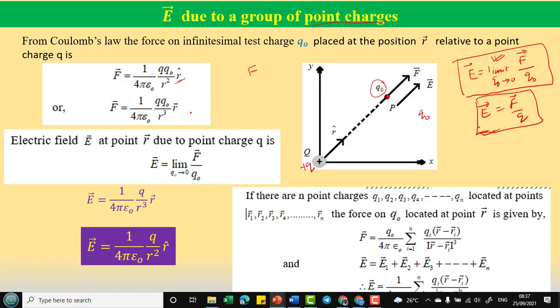That also can be written in terms of vectors, as is clear from our previous discussion. We can also write the same expression with the unit vector written as the vector upon its magnitude. So that term will become 1 over 4 pi epsilon naught, Q naught over, since R square now gets one more magnitude R, R cube, times the position vector R. So both are correct ways of writing the force.